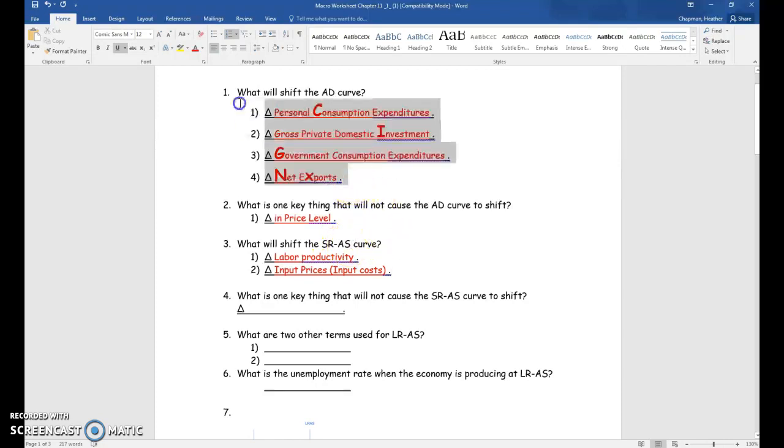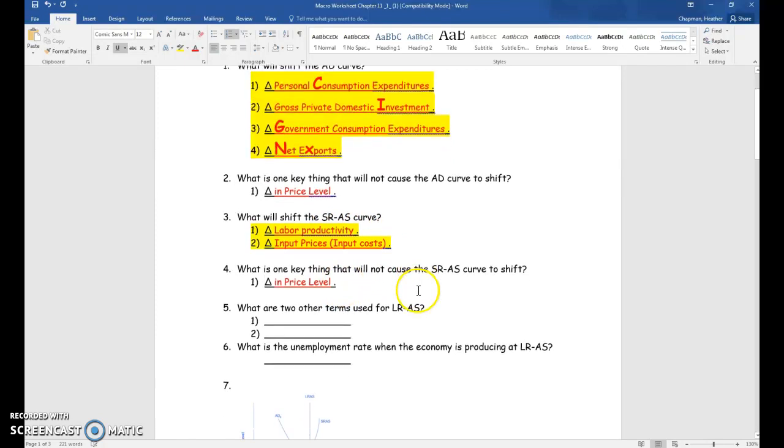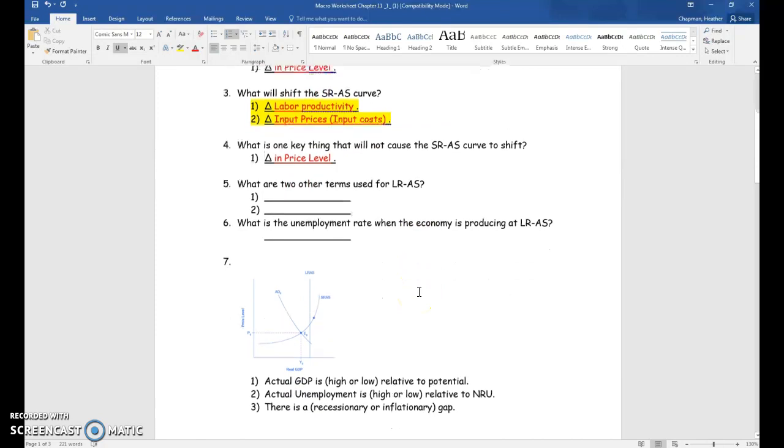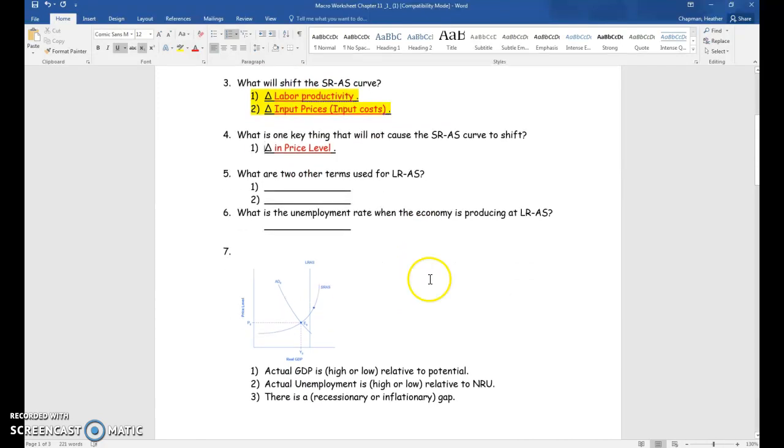It will be important for you guys to memorize what things shift what curve. Okay, so yet again, as an end result, the equilibrium price, or our price level, will change. A change in price level does not cause our short-run aggregate supply curve to shift. One of these things will cause our short-run aggregate supply curve to shift, and price level will change as an end result. Okay, so let's first look at this image here.